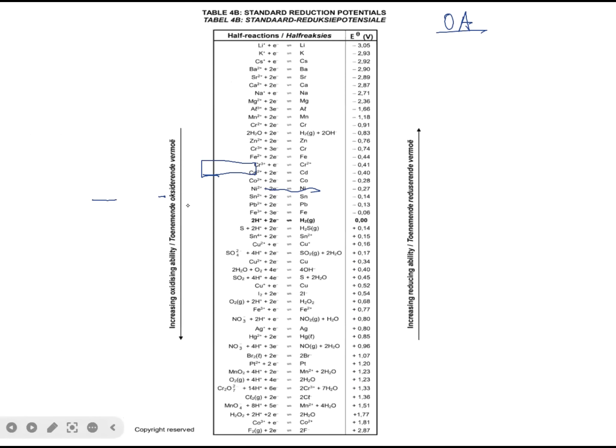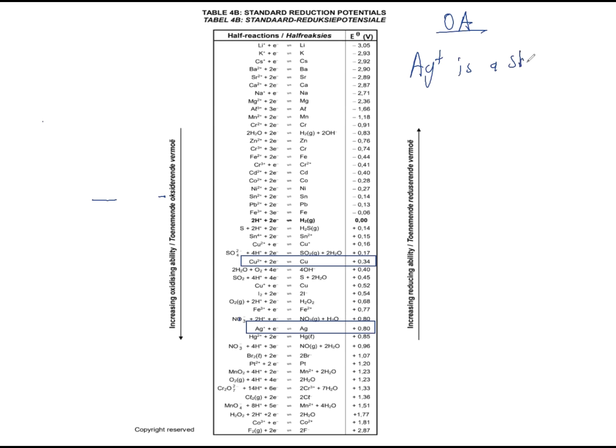Observing from here, we can see that this is our Cu, copper here, 0.34, and then this is Ag, so this is 0.80 here. Now, obviously, considering the fact that we are looking at the oxidizing agents, we can say that Ag+ is a stronger oxidizing agent than Cu2+.